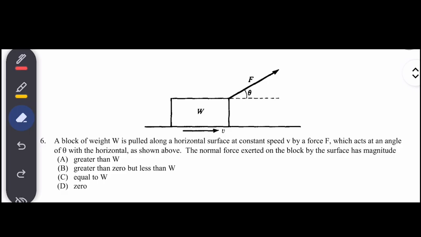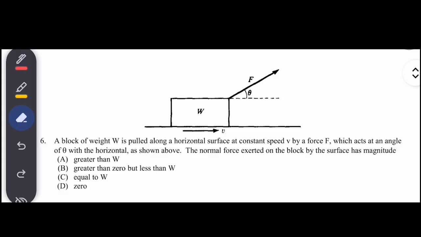It says a block of weight W is pulled along a horizontal surface at a constant speed V by force F, which acts at an angle of theta with the horizontal as shown above. The normal force exerted on the block by the surface has magnitude, and then our choices are greater than W, greater than 0 but less than W, equal to W, and then 0.